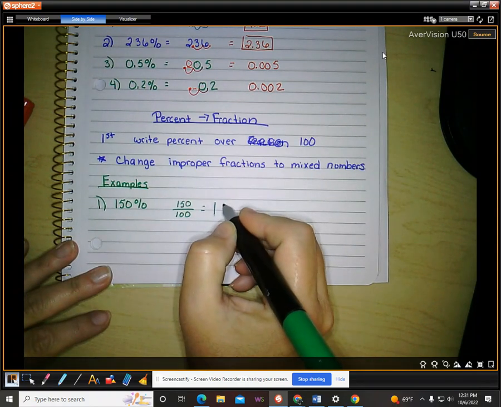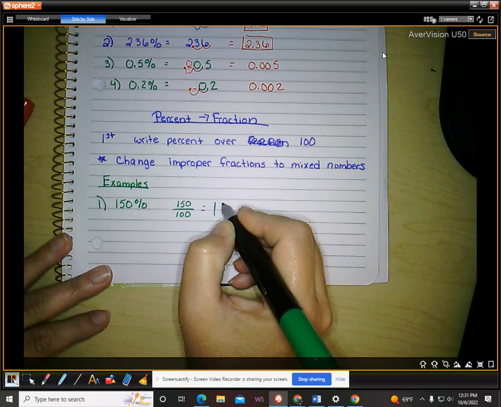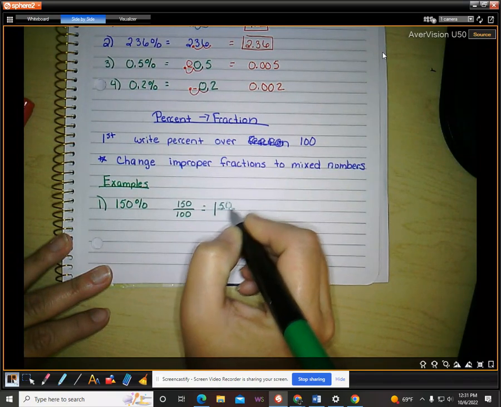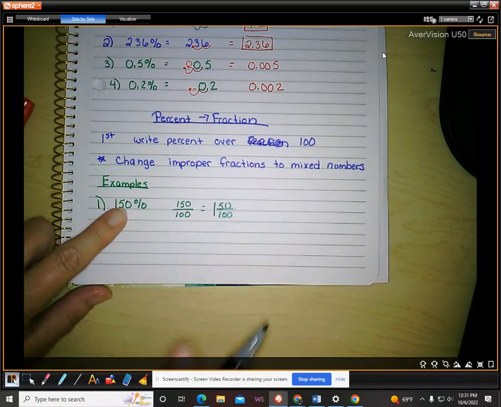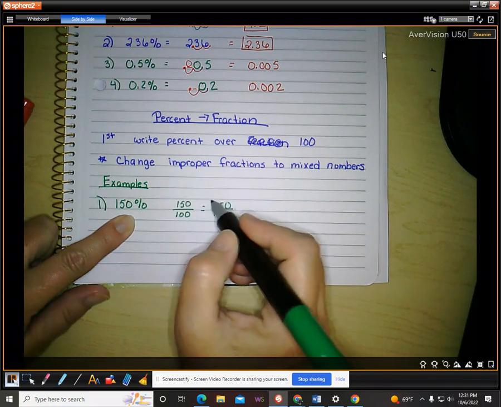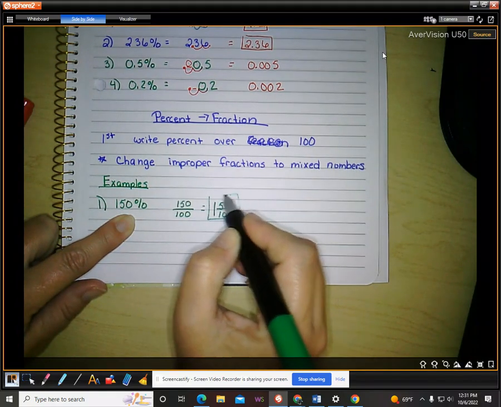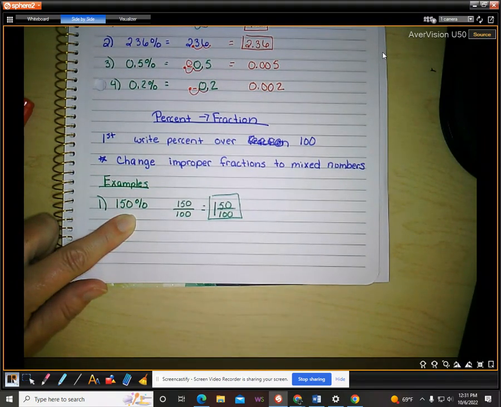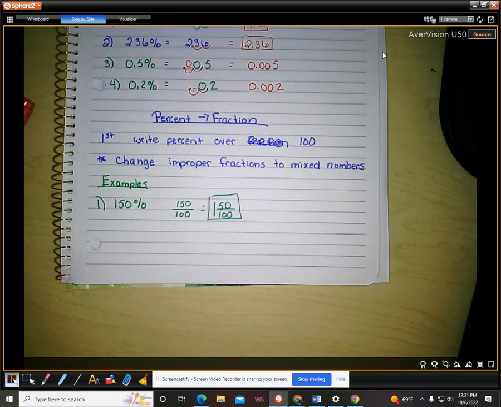Mason? What was it? 50. Yes, 50 is your numerator. Denominator stays the same. So 150% as a fraction would be 1 and 50 hundredths. Okay. Now IXL wants you to reduce, which you've covered before. iLearn does not, so we're not focusing on reducing.